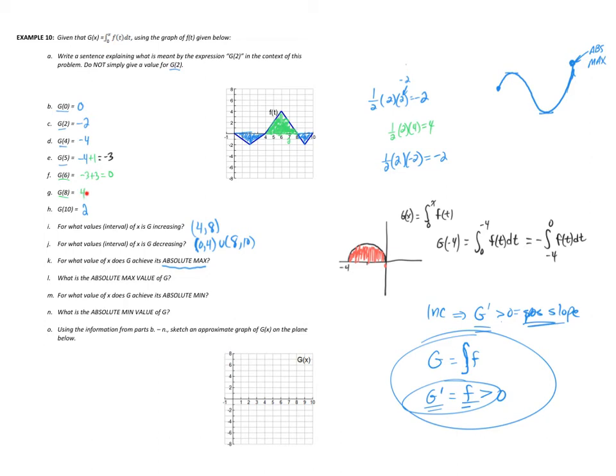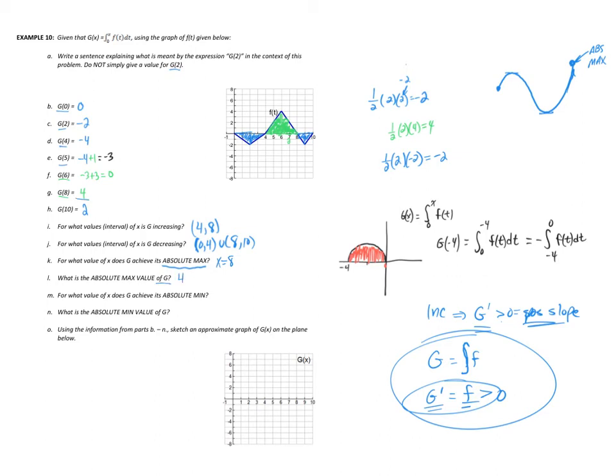Now, we'd want to check that with our endpoints, but clearly it's bigger than the value at 0, and it's bigger than the value at 10, which is 2. So there's our absolute max. For what value of x does g achieve its absolute max? That is x equals 8. And what is the absolute max value of g? Well, it is 4, because that's the y value there.